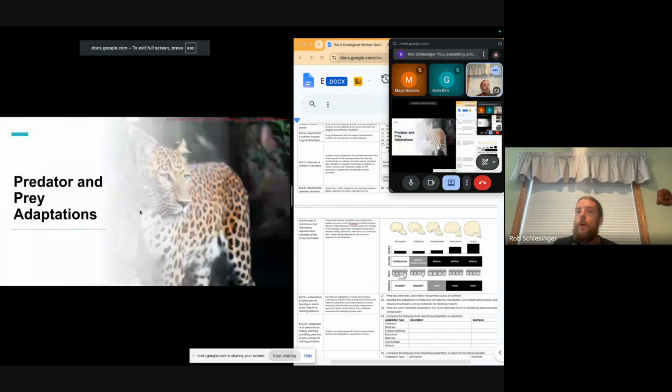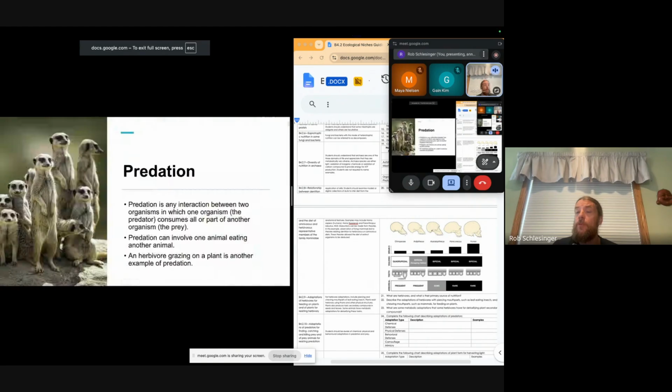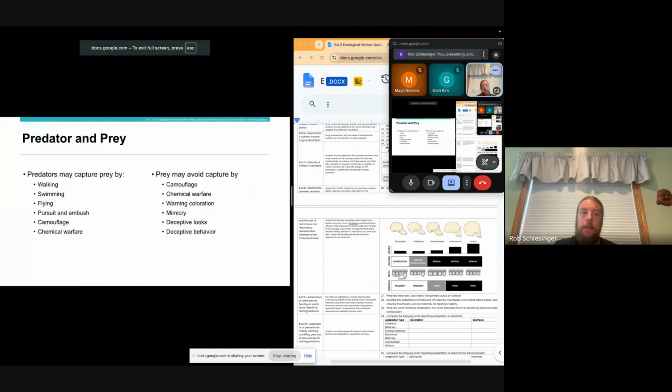So if you're not a herbivore, if you're an omnivore or a carnivore, you're likely going to exhibit predation. And predation is a plus-minus relationship. So it's a benefit to one organism, and it's obviously super negative for whatever's getting eaten. There's all sorts of different ways that predators and prey interact. And it's a symbiotic relationship, right?